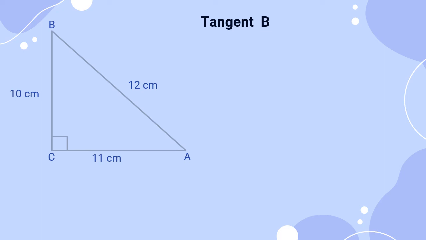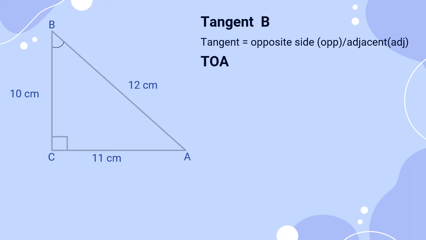Next, let's have tangent B. Tangent is equal to opposite side over adjacent, which is TOA. So tan B is equal to 11 over 10 centimeters, since the opposite side is equal to 11 and the adjacent is equal to 10. So tan B is equal to 11 over 10 centimeters.